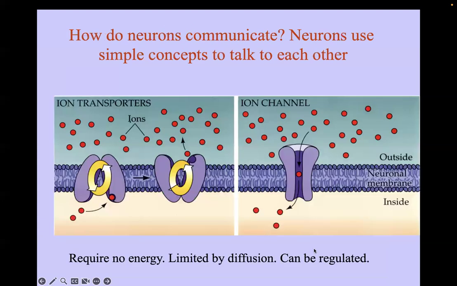Okay, so how do these cells then communicate? Because for the brain to participate in communication, you can see now that it means that the neurons have to communicate.